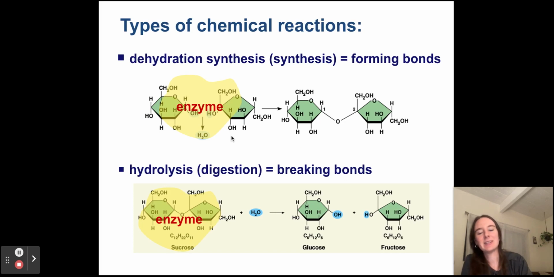Now, in order to do this, it doesn't always happen on its own. Yes, eventually dehydration synthesis would bond two monomers to make a polymer, but it would happen over a really long period of time. And enzymes actually have the special job of helping these two molecules come together, right? It's kind of like a matchmaker. Or sometimes these enzymes are kind of like divorce attorneys. They help two molecules or two subunits of a polymer break apart, right? They kind of speed up either the breaking or the making of molecules.